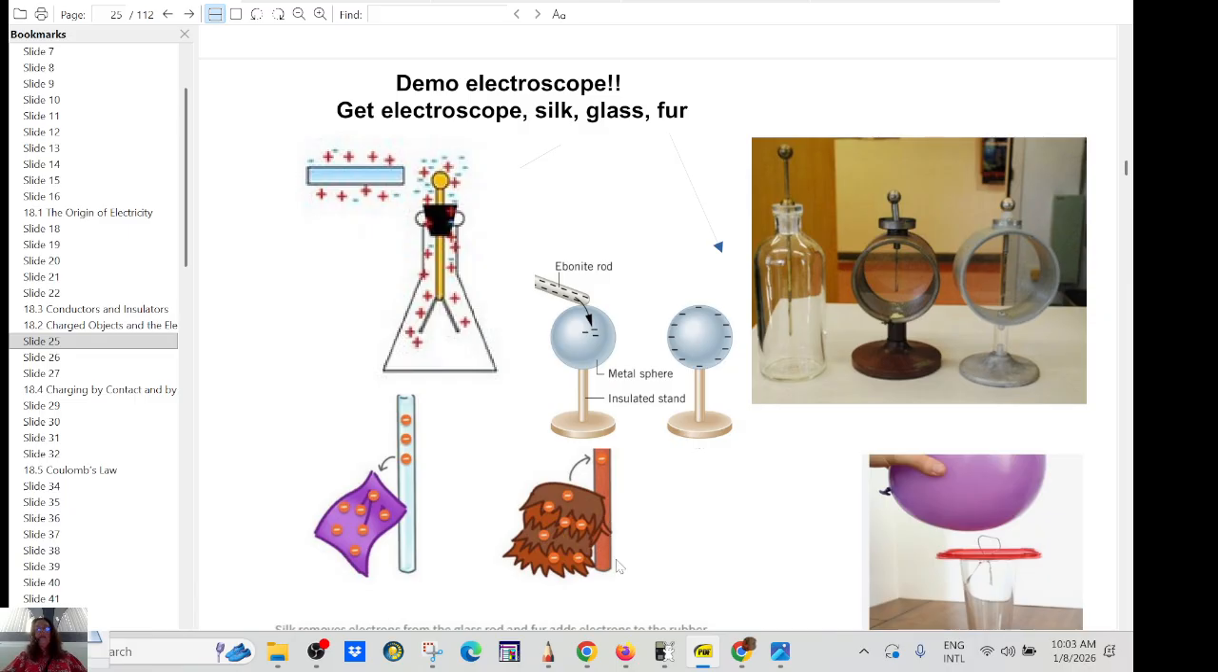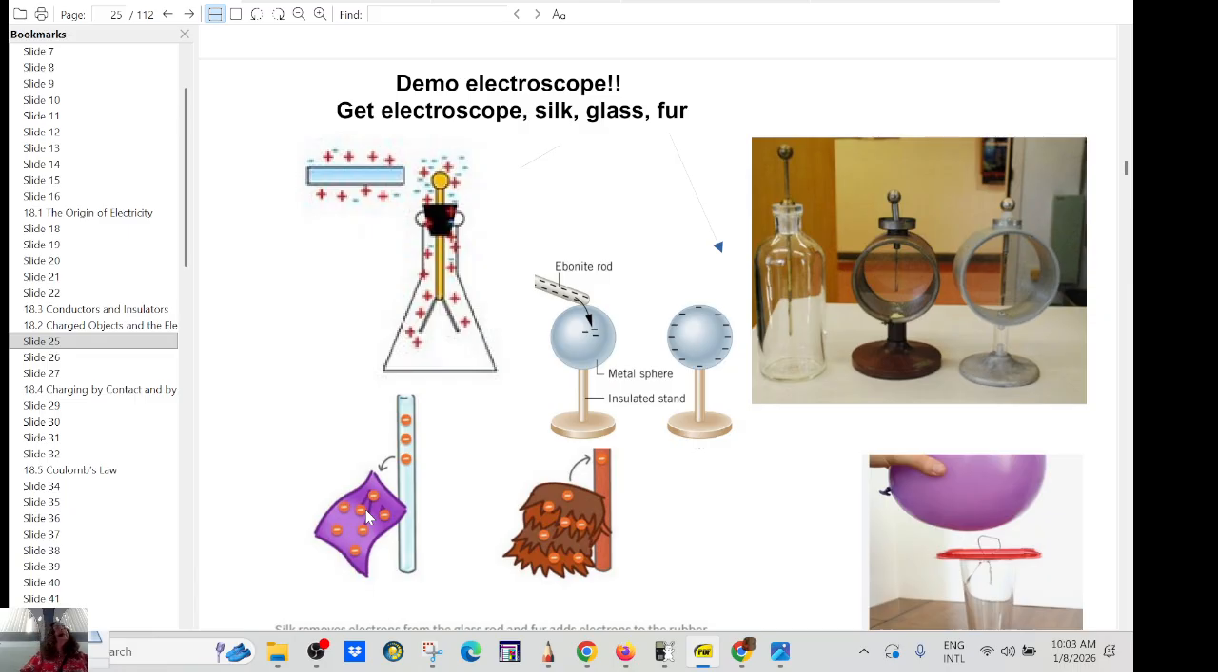And here it could be like rubber, like a balloon. Then the electron will always go to the balloon. So the balloon, the rubber, likes electron more than fur. So if I rub my hair with a balloon, the balloon will be negatively charged, my hair will be positively charged. But if you do silk and glass, it's the opposite. The glass becomes positively charged and the silk will become negatively charged. So that's how it works.